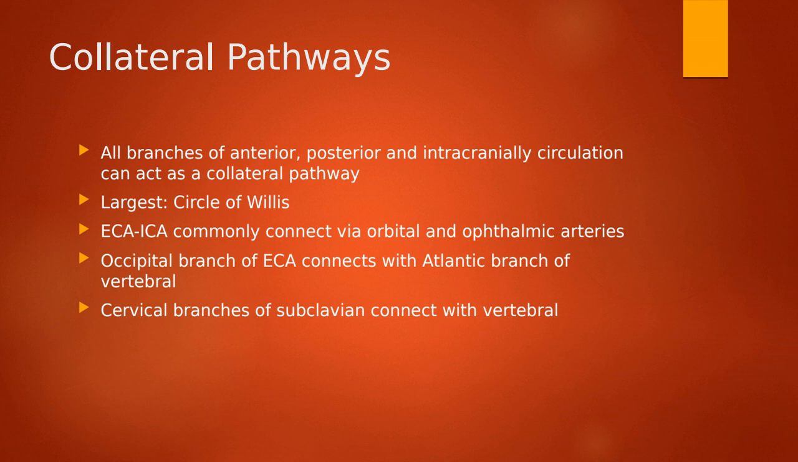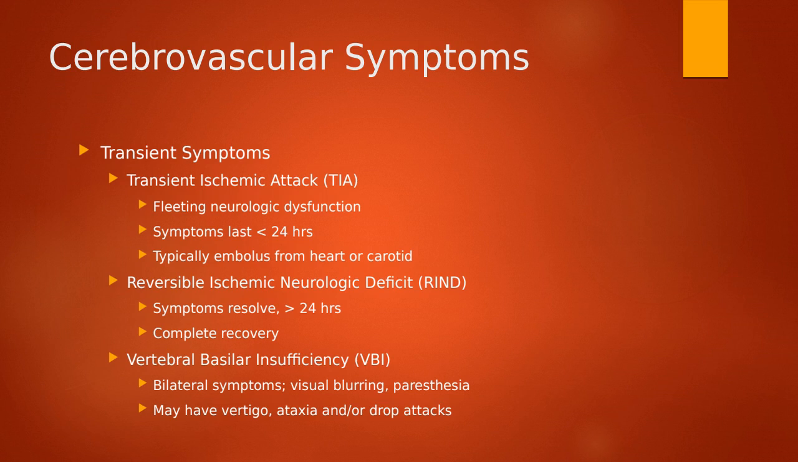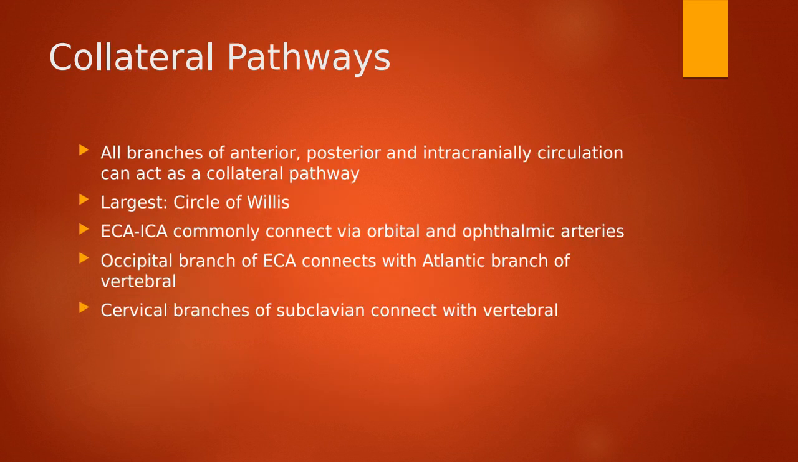The occipital branch, like we said, of the ECA connects with the vertebral and then therefore enters up into that brain circulation. Don't worry about that Atlantic branch. It just joins with the vertebral.